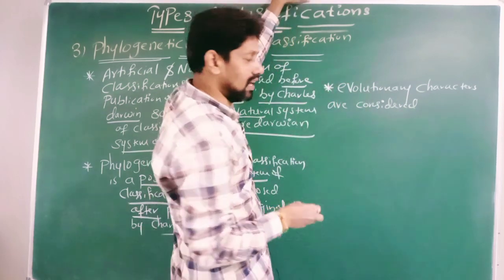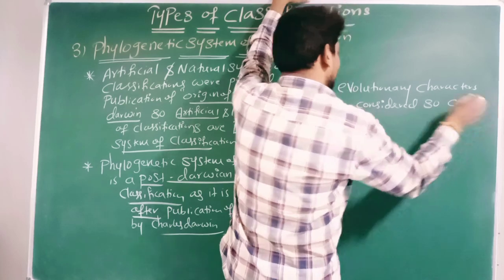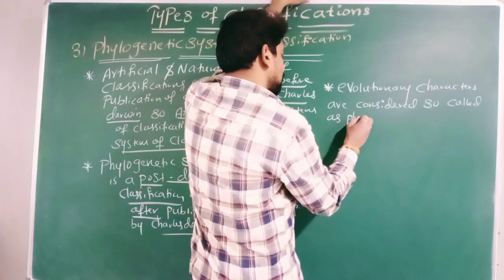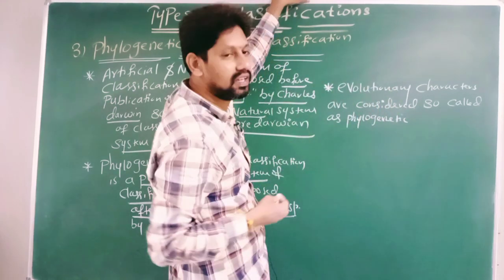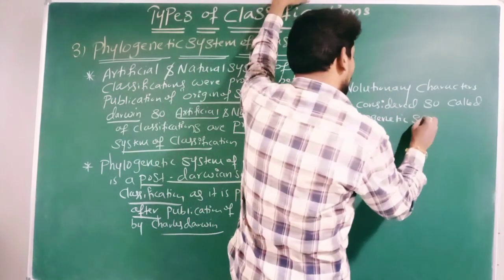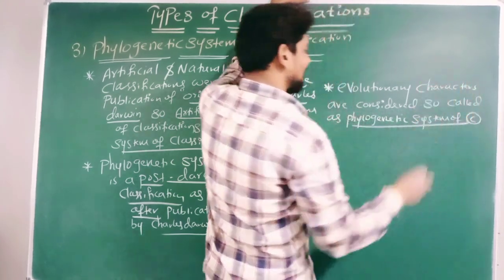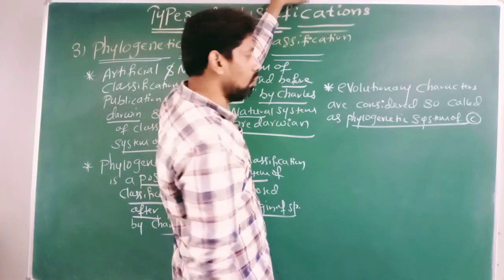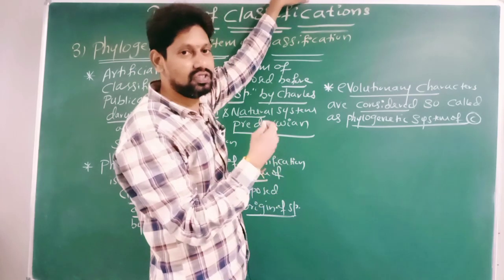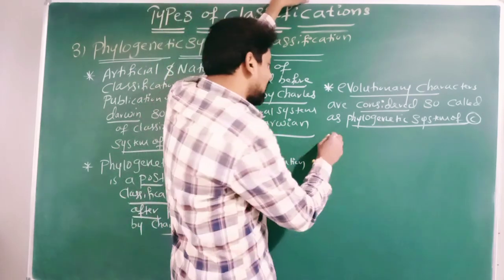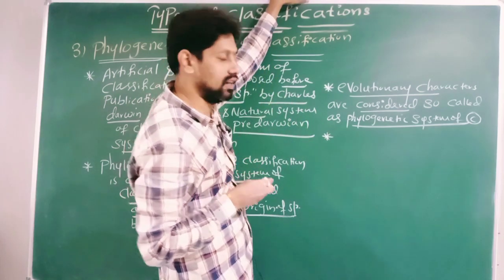Evolutionary characters are considered. So it is called a phylogenetic system of classification, because phylogenetic means nothing but evolutionary characters, no? Why? As evolutionary characters are considered. Evolutionary characters, phylogenetic characters, right?